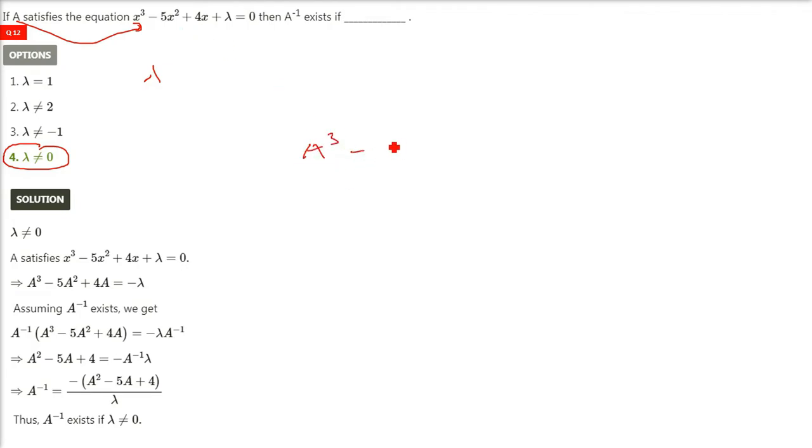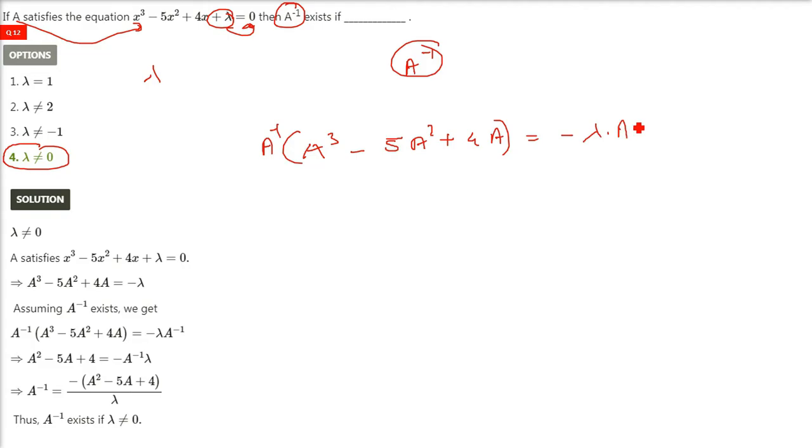You have A cube minus 5 into A square plus 4 into A, and lambda I am taking on the right hand side, so it is negative lambda. Now this thing you have to do for many of the questions. Whenever this type of question comes, multiply both sides by A inverse. Because we have to find out A inverse, in order to introduce it, just multiply both sides by A inverse. Whenever you multiply A inverse, it should be on either the left hand side or right hand side of that expression. So whenever we multiply A inverse with say A cube or A square, one power will be deducted. So it will be A square.